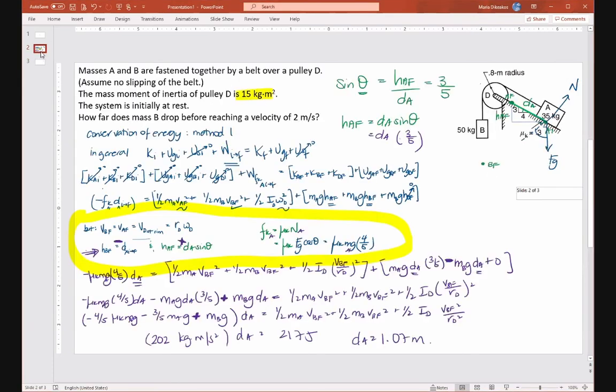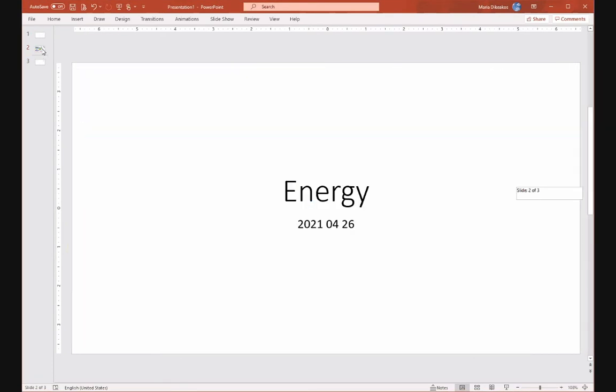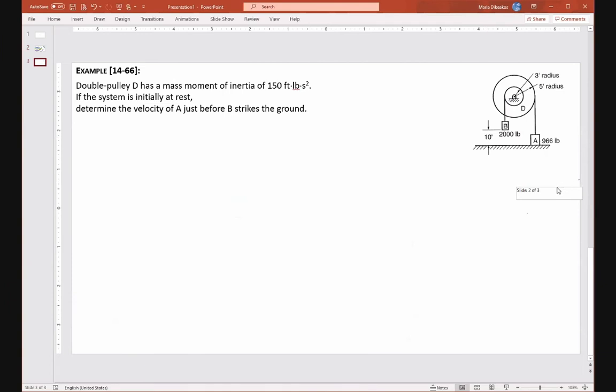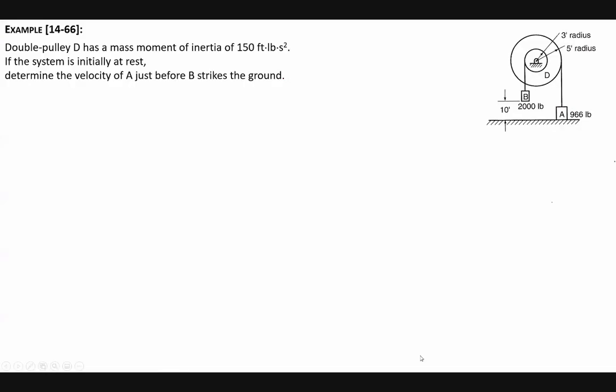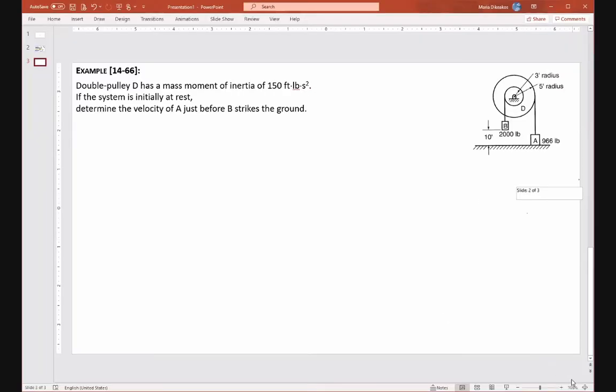PowerPoint's kind of acting up again. Anyway, we'll leave it there. So again, conservation of energy, but we're going to use the other method. Your choice which method you want to use. Nobody's going to tell you you have to use one method versus the other. Whichever one you prefer.